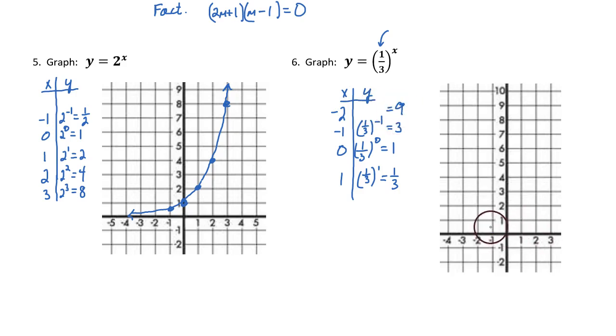Let's graph these dots. Left 2, up 9. Left 1, up 3. 0, 1, and 1, 1/3. Draw through the dots. And get close to the x-axis.